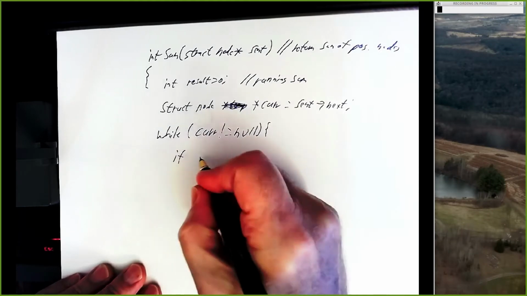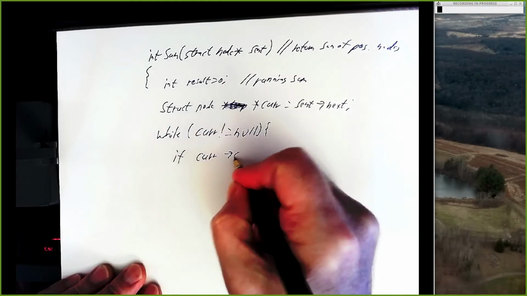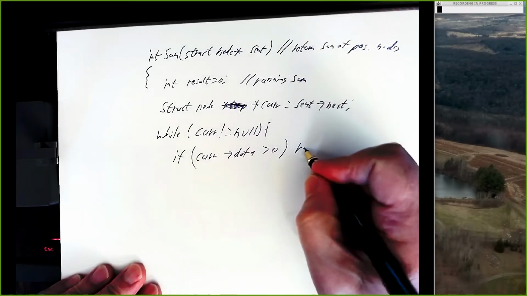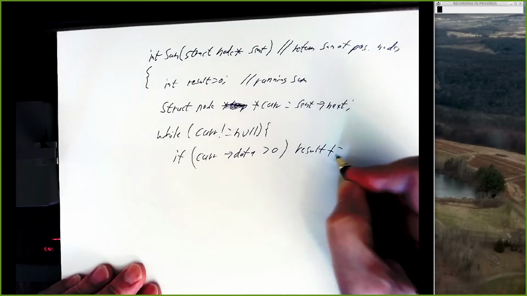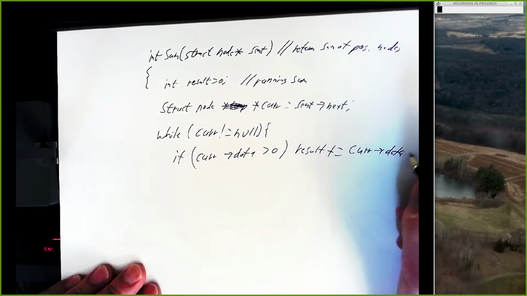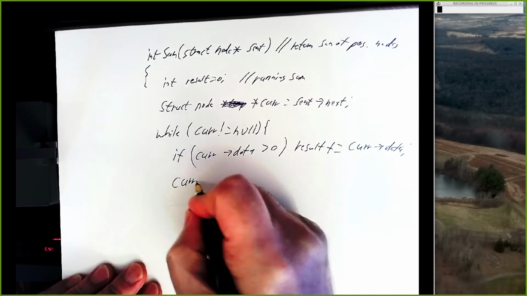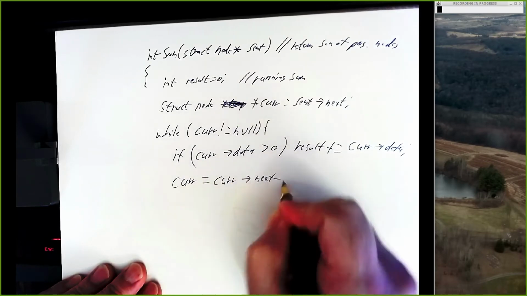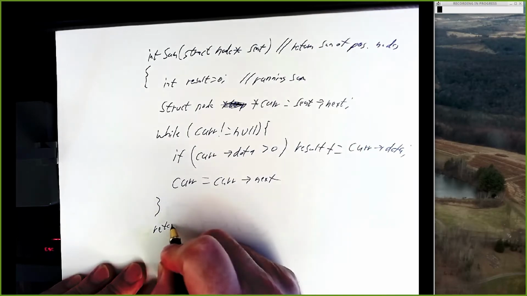And so if current data bigger than 0, result plus equals current data, and then move down the list. And then return result.